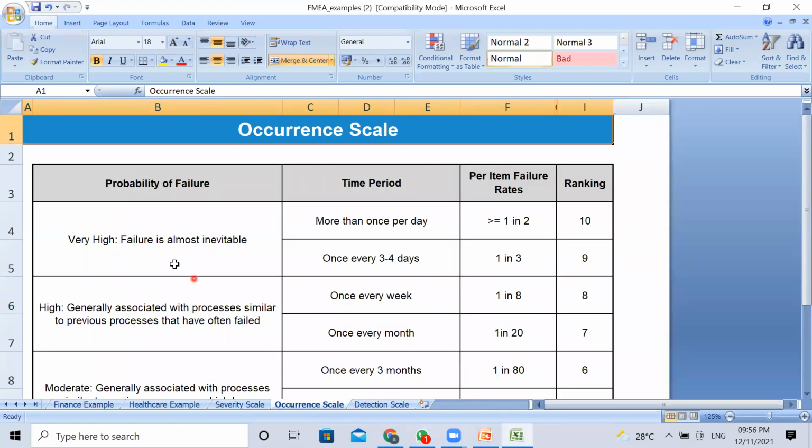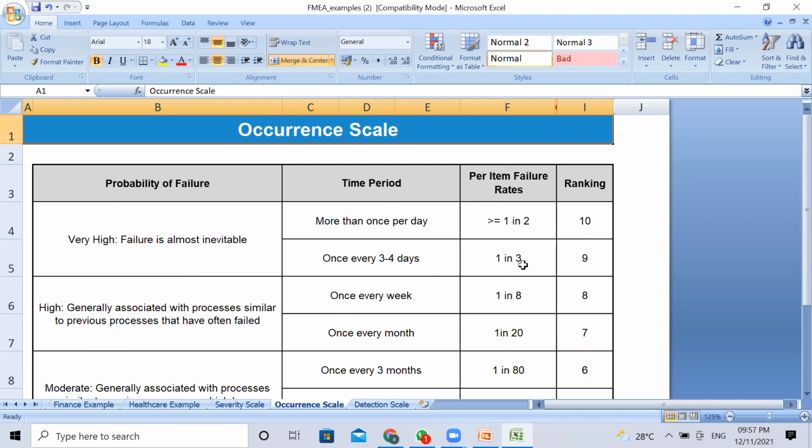Same for occurrence, right? Occurrence means, for example, very high: if more than once per day, then you'll have to give a rating of 10. Once every 3 to 4 days, 1 in 3. Even these are only a guideline, as I told you. So maybe you can prepare your company-specific guidelines. You will decide your own rating for that particular failure.